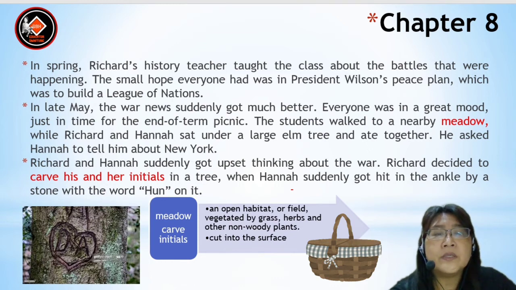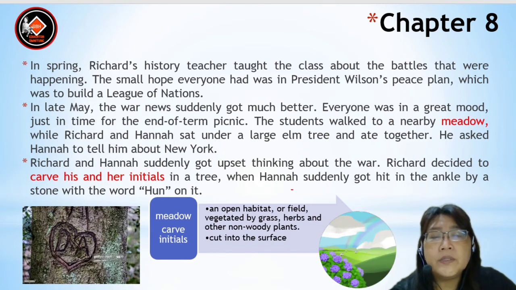The students walked to a nearby meadow, while Richard and Hannah sat under a large elm tree and ate together. He asked Hannah to tell him about New York. Richard and Hannah suddenly got upset thinking about the war. Richard decided to carve his and her initials in the tree, when Hannah suddenly got hit in the ankle by a stone with the word hunt on it.